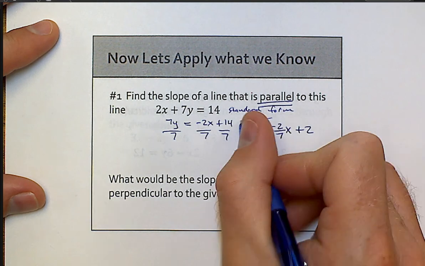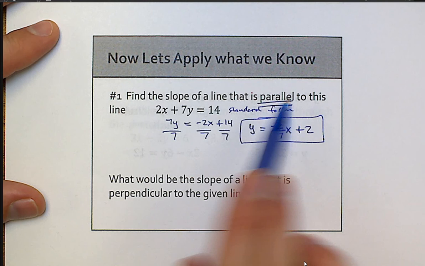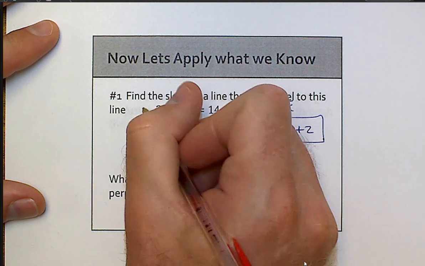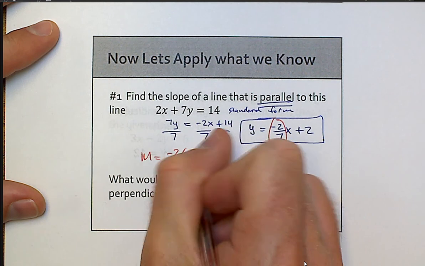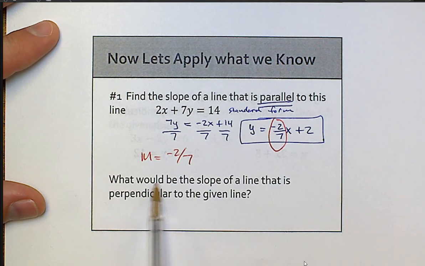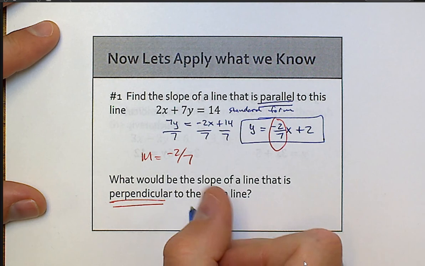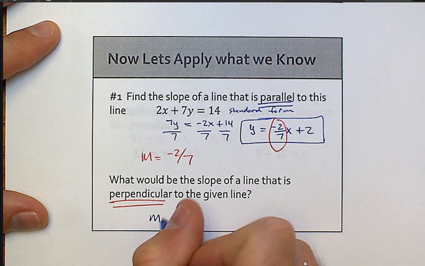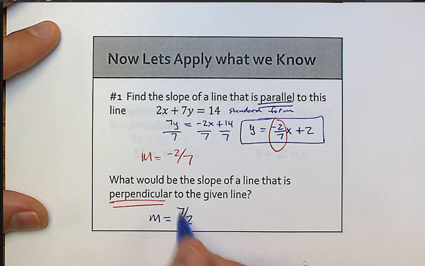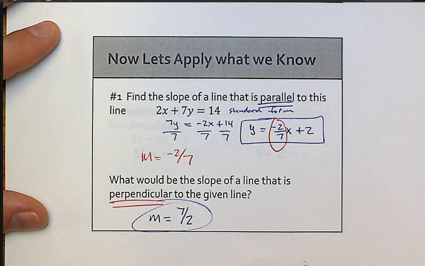That is my y equals mx plus b. It says find the slope of a line that is parallel to this. So this is line 1, and so we would know that the slope would have to be negative 2/7. Next question says, what would the slope of a line be that would be perpendicular to this? Well, remember that it's just the opposite reciprocal. So if this one is negative already, this one would just be 7/2. The slope of a line that would be perpendicular to this would be 7/2, because this times this would give you the -1. Okay?